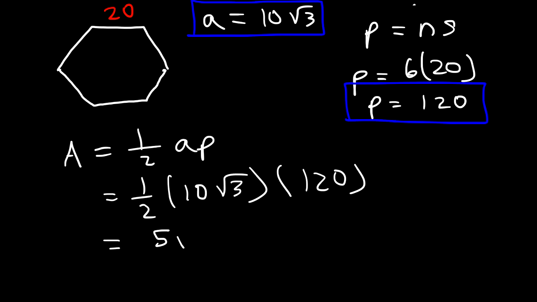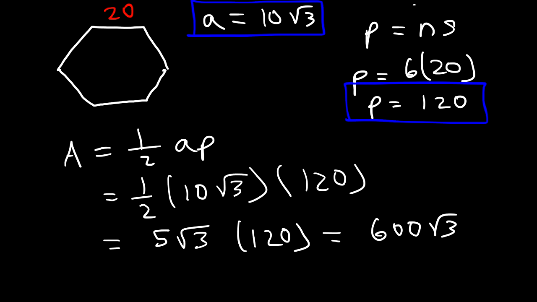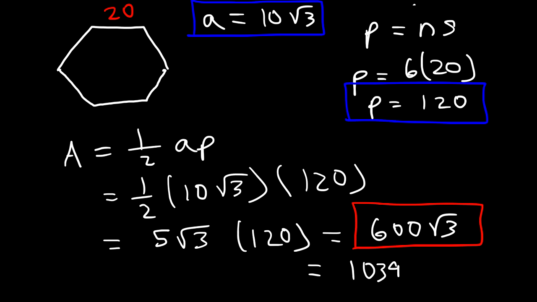So half of 10 is 5. And 5 times 120, we know 5 times 100 is 500, and 5 times 20 is 100. So 500 plus 100 is 600. So the area is 600 times the square root of 3. And so as a decimal, that's about 1039.2 square units. So that's how you can calculate the area of a regular hexagon if you're given just the side length.